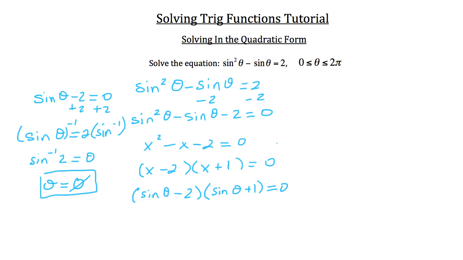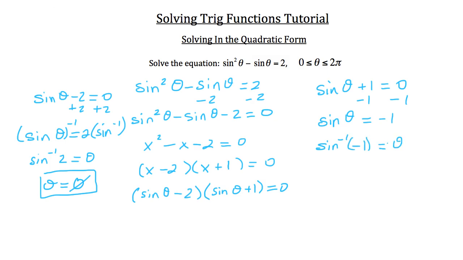Sine theta plus 1 is equal to 0. So that's this guy in parentheses down here. So again, we're going to subtract 1 from both sides of the equation. So we'll have sine theta is equal to negative 1. Then we'll take the inverse sine of both sides. So we get the inverse sine of negative 1 is equal to theta.